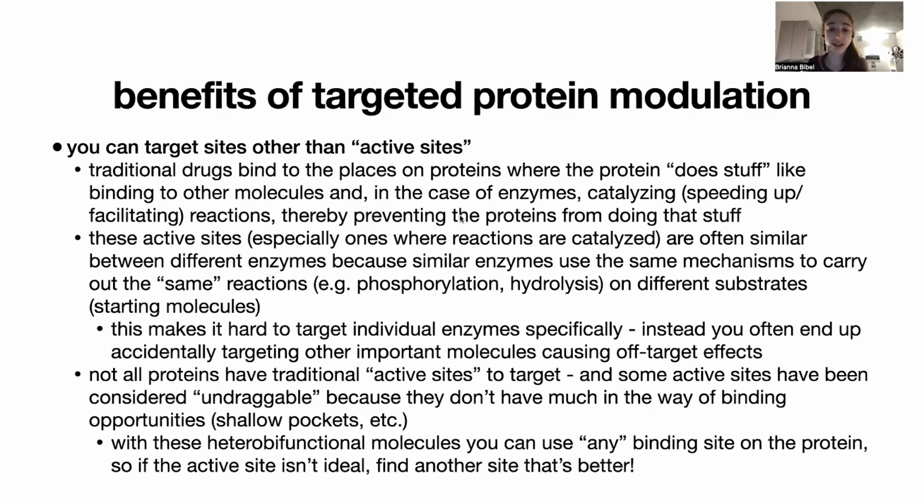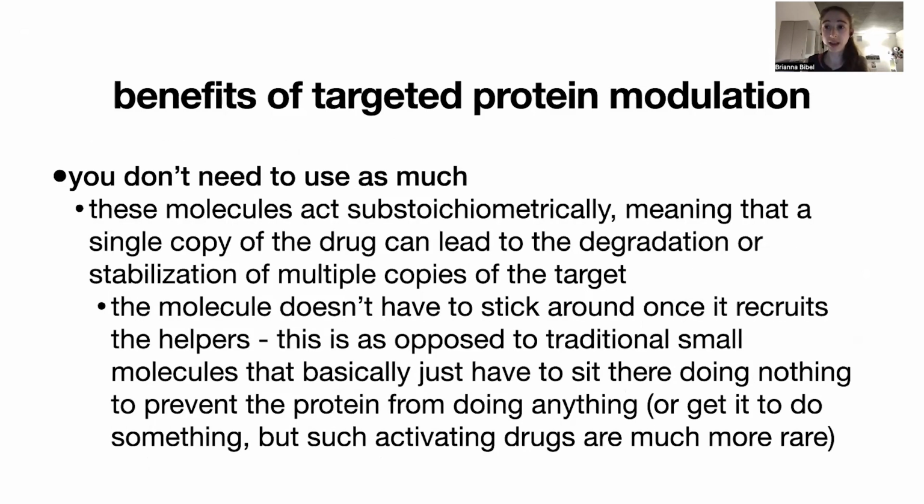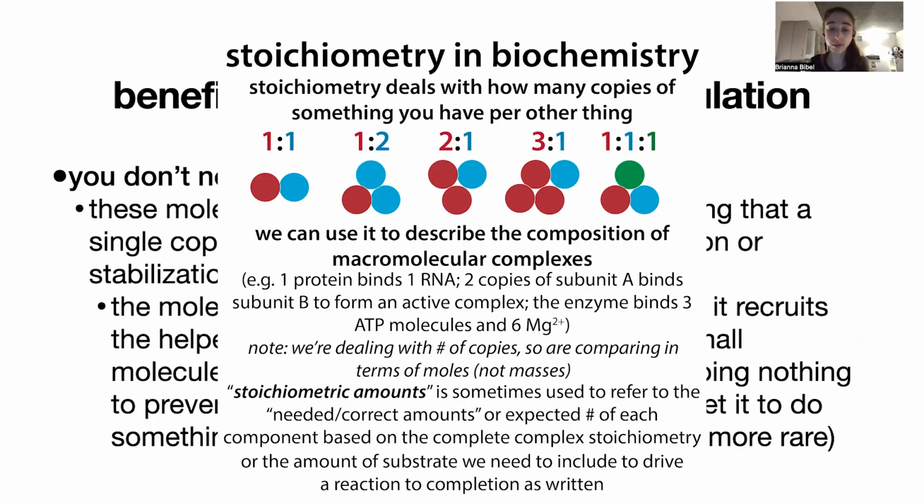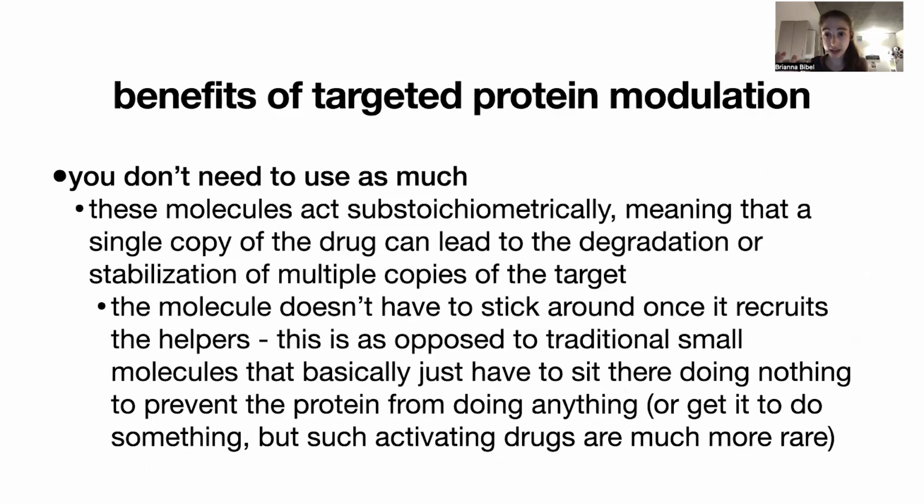I know I've been mentioning that one of the great things is that you can use it for things other than active sites, but it can still be better than a traditional active site binder in the sense that you don't need to use as much of it, because they're able to act substoichiometrically. Stoichiometry refers to the number of copies of one thing compared to another thing. A traditional drug has to act in a stoichiometric manner, where you'd have one copy of the drug bound to one copy of the protein at all times. And if that drug comes off, that protein's active again.